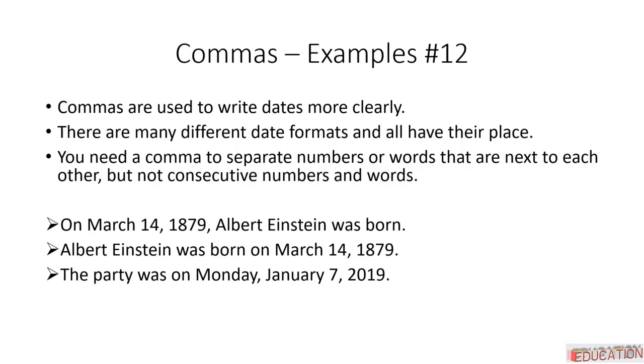Or if we write it like this, which is a more typically European format, the party was on Monday, January 7th, 2019. So between Monday and January, but they're both words, we have a comma. Between the 7 and the 2019, they're both numbers, there's a comma, but there isn't one between the January and the 7. Or if we write it this way, the party was on 7th January 2019. We have number, word, number, no commas needed at all.